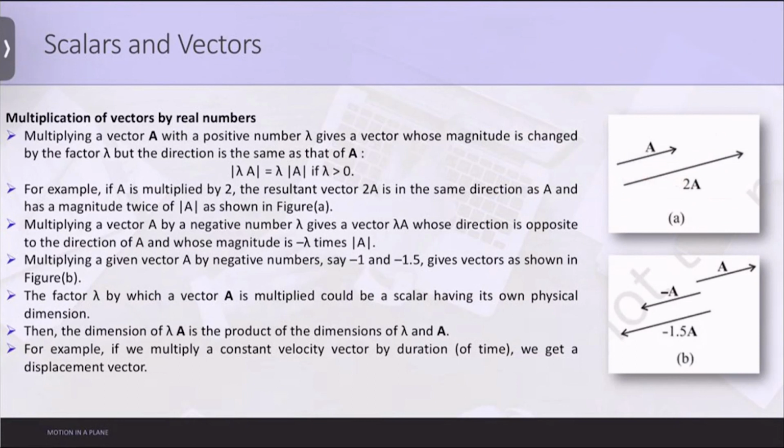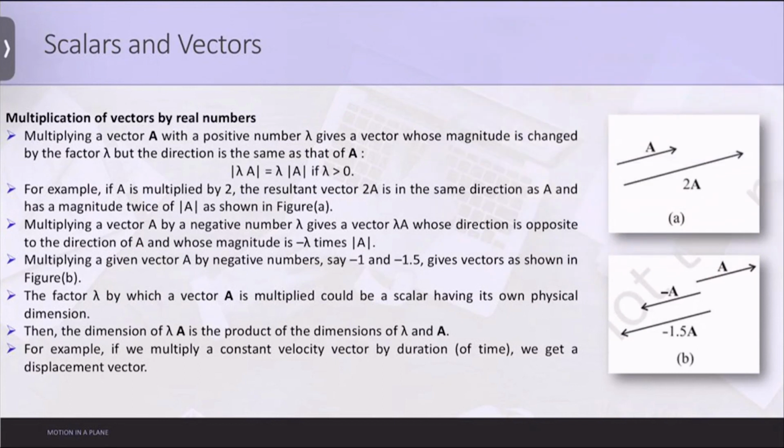Multiplying a vector A with a positive number lambda. So this is called lambda. Just to explain to you, lambda is generally used to explain a concept called wavelength. These things will be understood in future classes. Let's not go into that discussion right now. It is a little bit of extra knowledge, but not required at the moment.